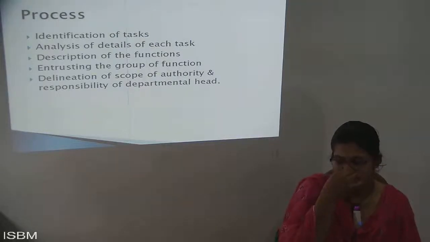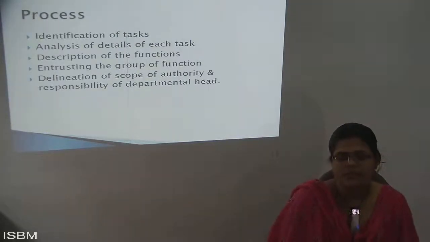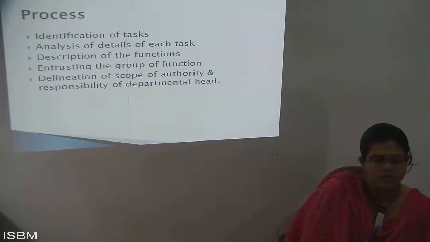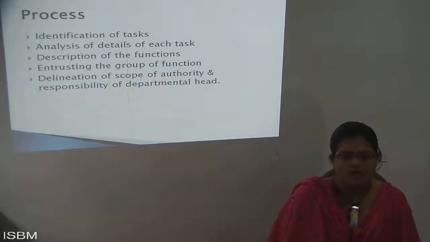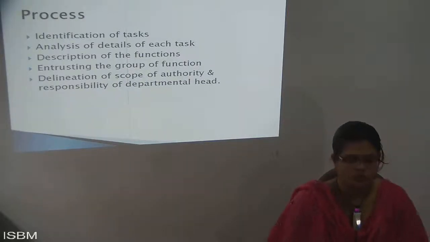Now here the process has been discussed. Whenever you are working in any kind of department, what are the things you need to do and what process do you need to follow? And after doing it, you need to identify how the department has been used.